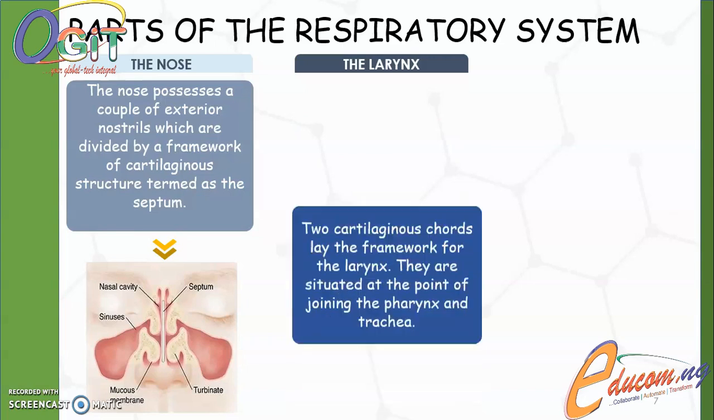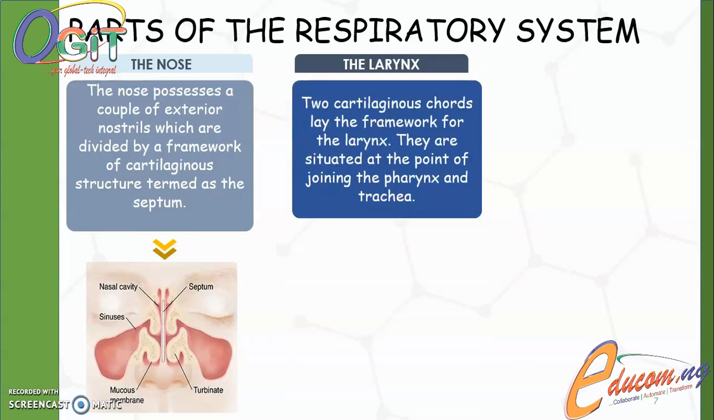The second part is the larynx. The larynx is made up of 2 cartilaginous cords that lay the framework for the larynx. They are situated at the point of joining the pharynx and the trachea. It is also termed as the Adam's apple. When we check our neck, we will see something pointed there, most especially for guys, so it is referred to as the Adam's apple, or the voice box. It is the portion which rises and falls during swallowing of food particles. It generates sounds as air passes through the hollow in the middle.